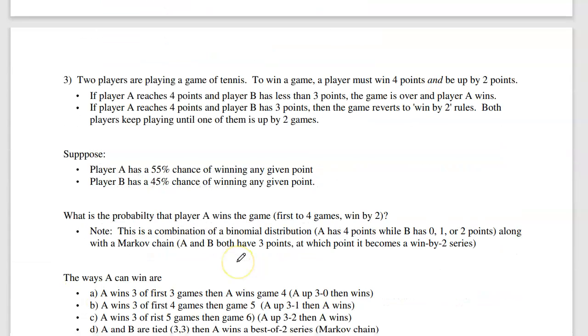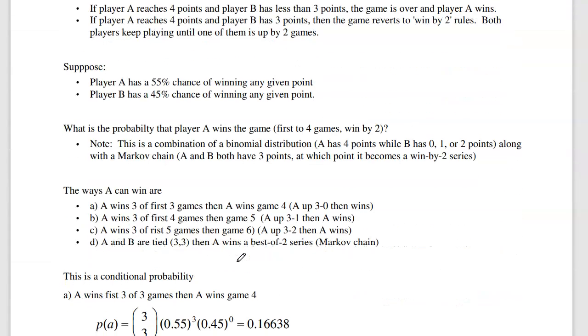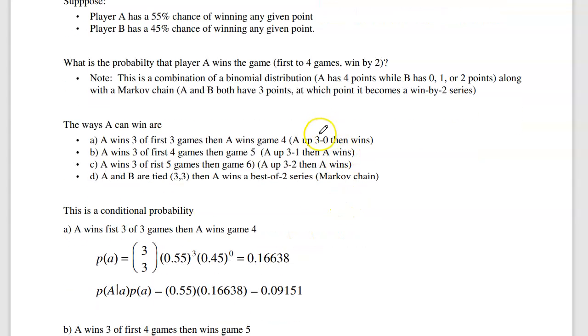That's the second way to solve it. Using that, I can do something like, what's the probability that A is going to win a game of tennis? Now in tennis, you have to win by 4 points and be up by 2. So there's a couple ways that player A can win. I could be up 3-0, then A wins. I could be up 3-1, then A wins. I could be up 3-2, then win. Or I could be tied 3-3 and then go through the Markov chain, best of 2 series.